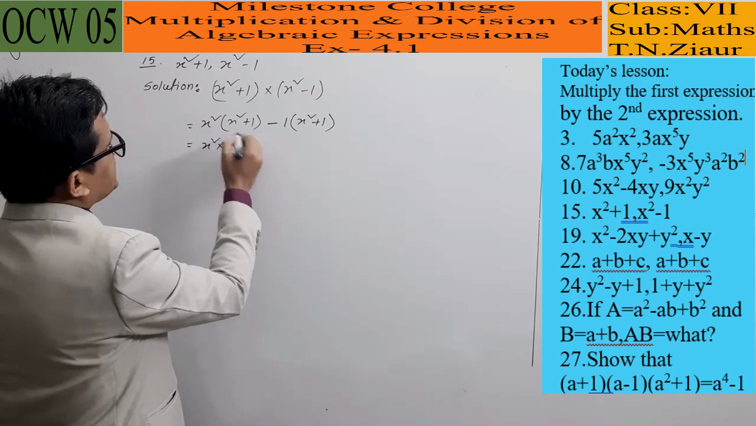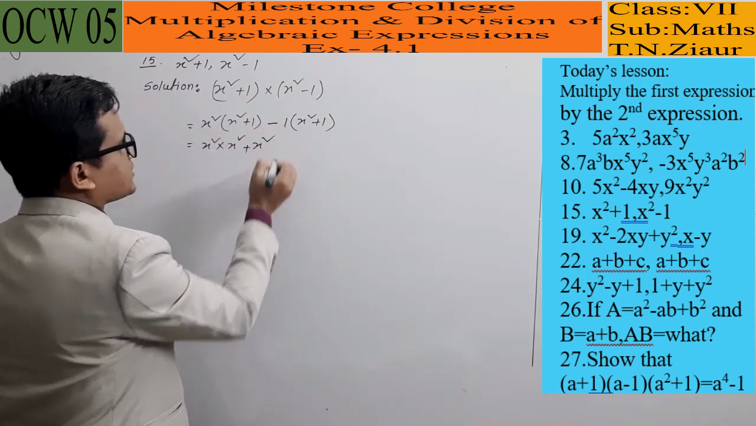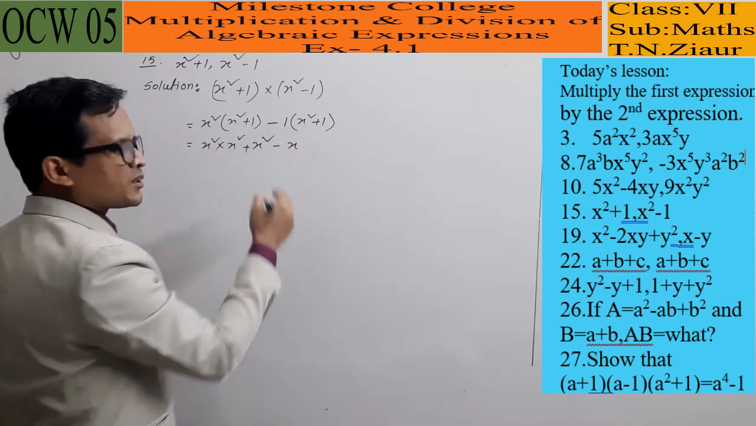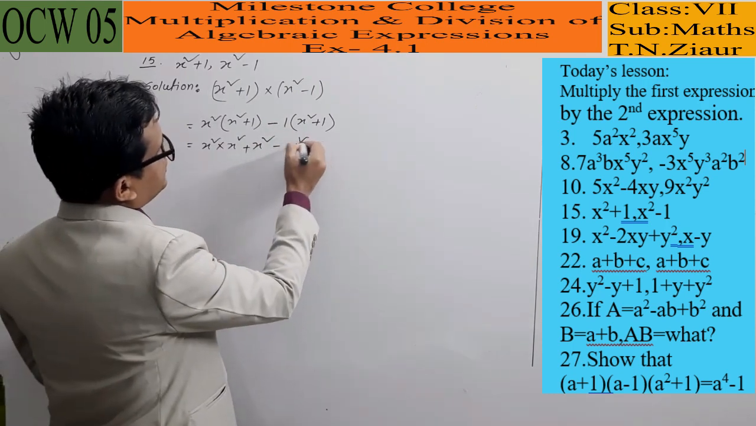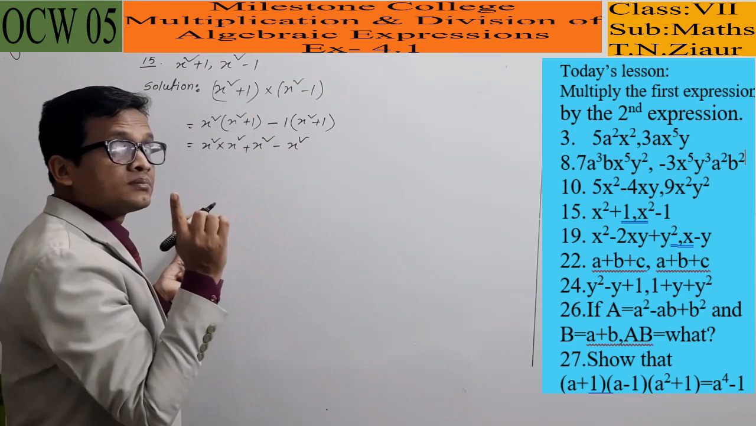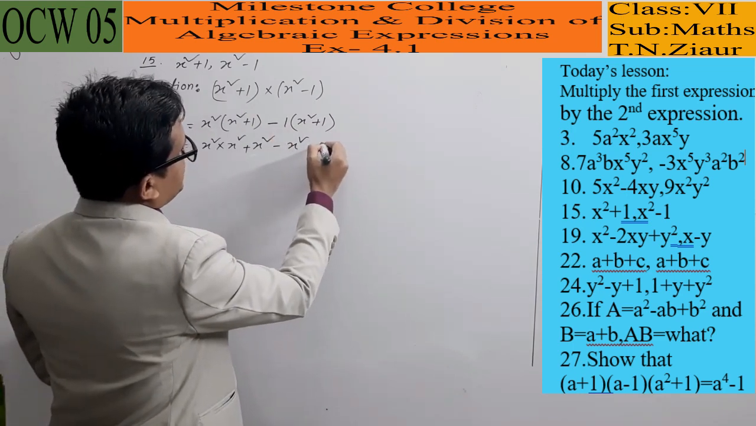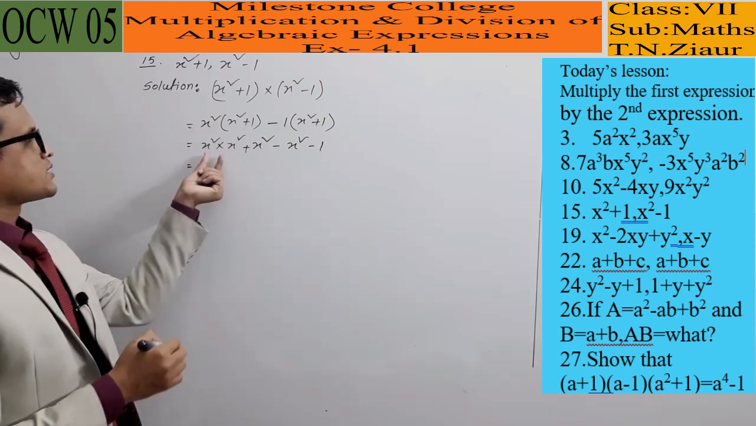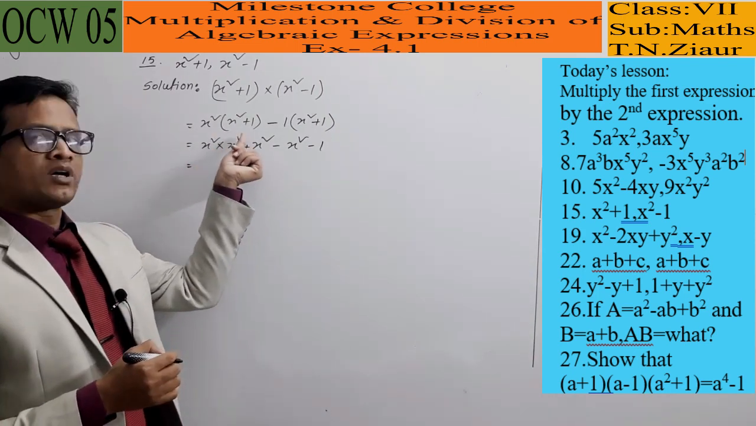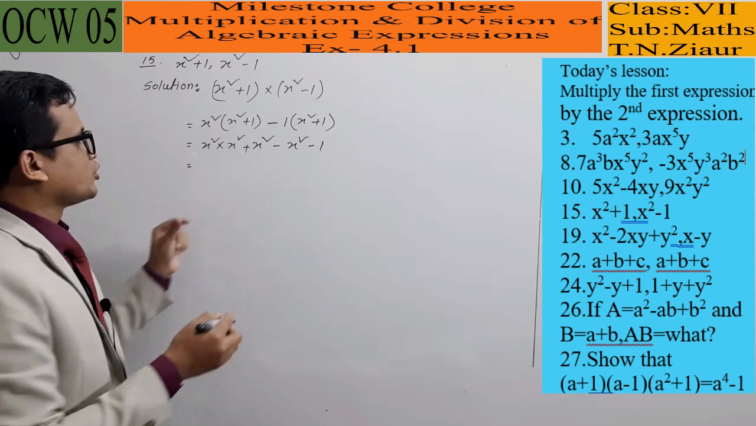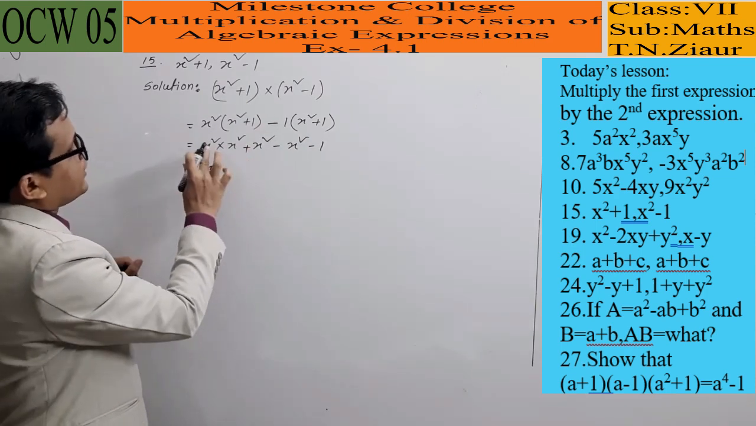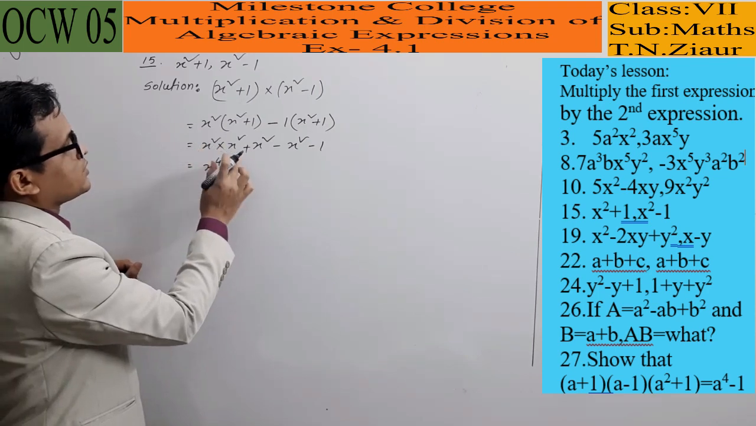Plus x square into 1, it will be x square. Minus x square into 1, that is x square, it will be very easy. Then plus minus makes minus, right? So it will be minus 1. You know x square into x square, same base, so the powers will be added. So we can write 2 plus 2, it will be 4. x square into x square is x to the power 4.